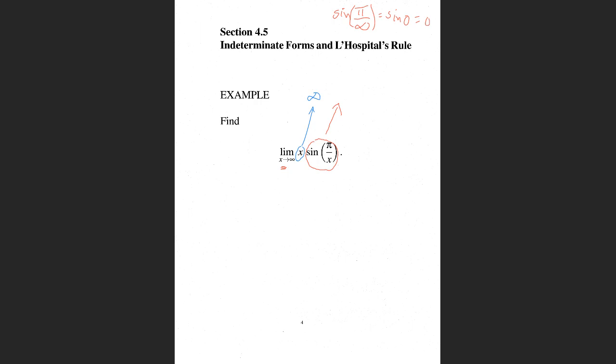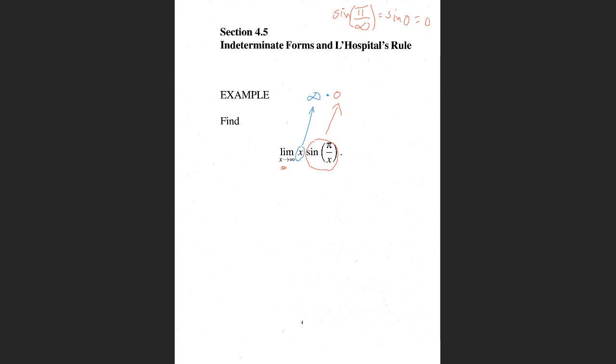So here you have a function that's going to infinity, and you're multiplying it by a function going to 0. You have a function that's getting big, and you're multiplying by a function that's getting small. And the question is, what's that limit? You have two functions that are sort of fighting each other. If there is to be a limit here, it's going to depend on the rate at which the function x goes to infinity and the rate at which the sine of pi over x goes to 0.